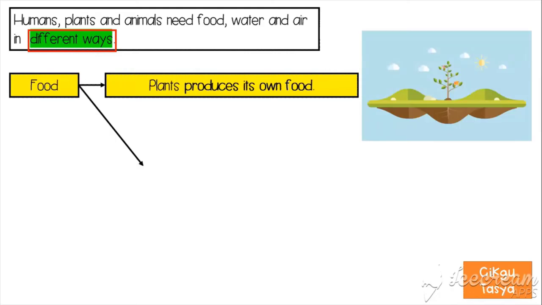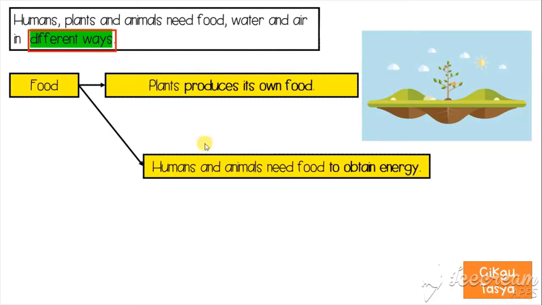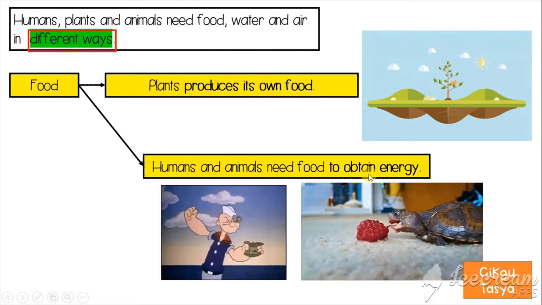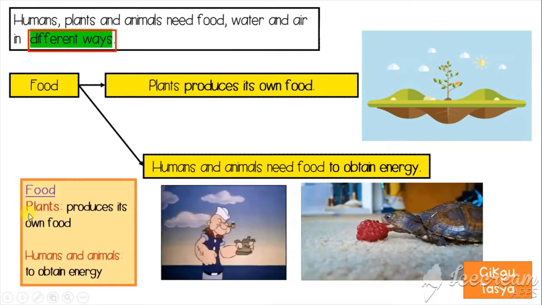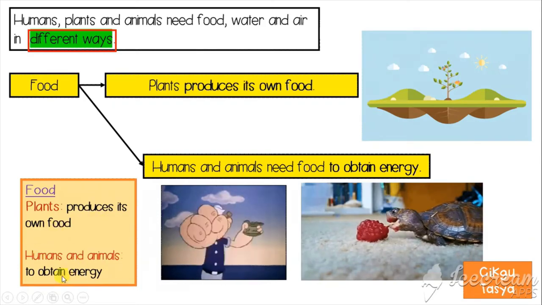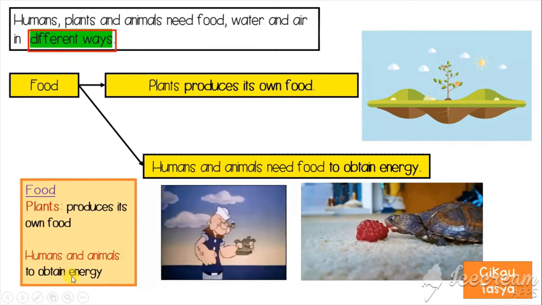Okay, so let's see. For humans and animals, they need food to obtain energy. So you can see there is a difference between plants, humans, and animals. Plants produce their own food, while humans and animals need food to obtain energy. Okay, let me recap here. Food: plants produce their own food, while humans and animals need food to obtain energy. Okay, let's continue to air.